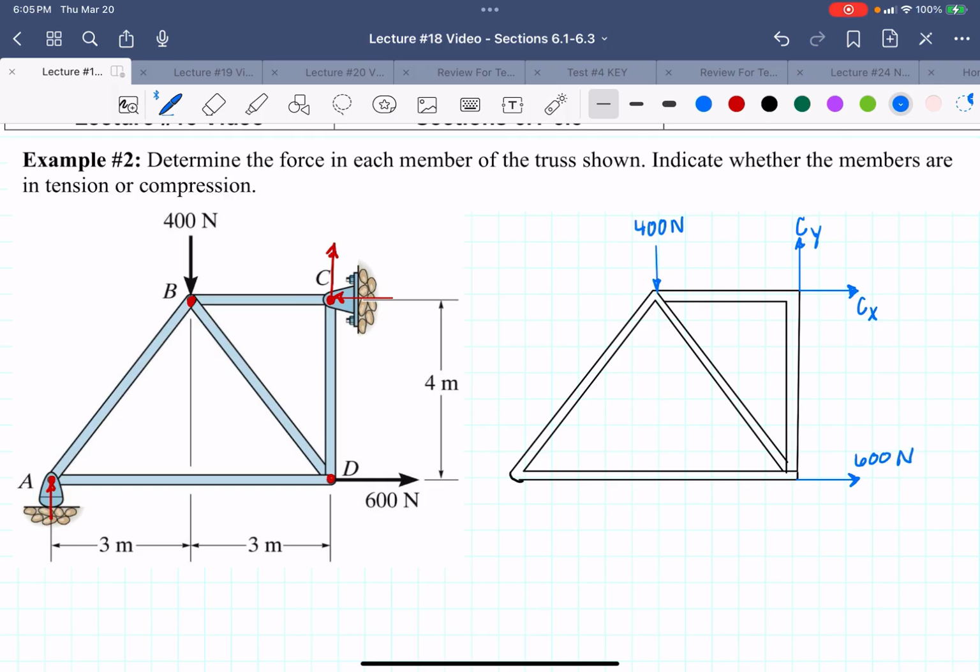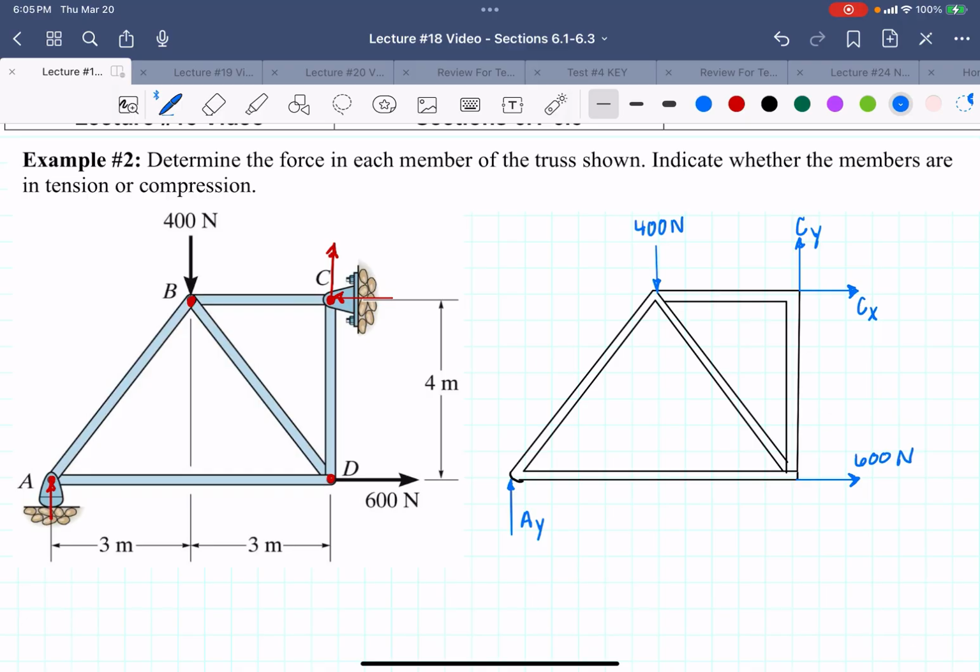And then I've got the force just straight up from a rocker. Because the rocker force can only go in one direction, it has to go straight up. I'm going to call that A of Y. There is no X component on the rocker because it's not keeping me from moving in the X direction. So the first thing I'm going to do is use my equilibrium equations to solve for A of Y, C of Y, and C of X.